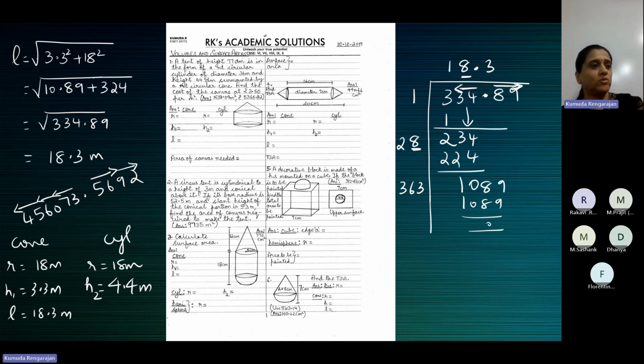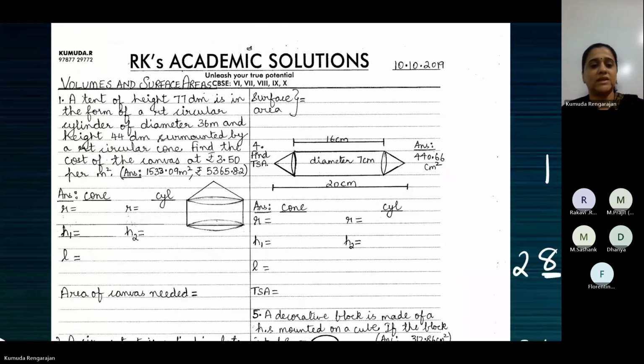2 pi RH. You can see your book and at least say it correctly: 2 pi RH. And the CSA of a cone, pi RL. So find 2 pi RH, find pi RL, add both to get the area of canvas needed to make this tent. And then multiply that with the rate given. What is the rate? The rate is 3 rupees 50 paise per meter square.